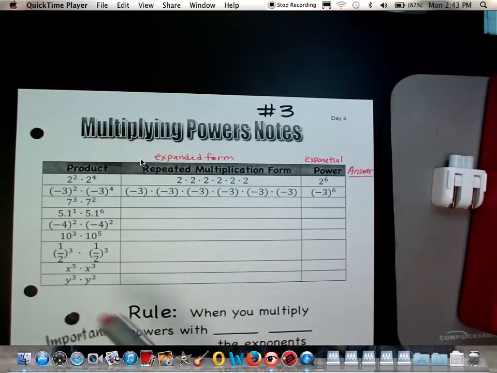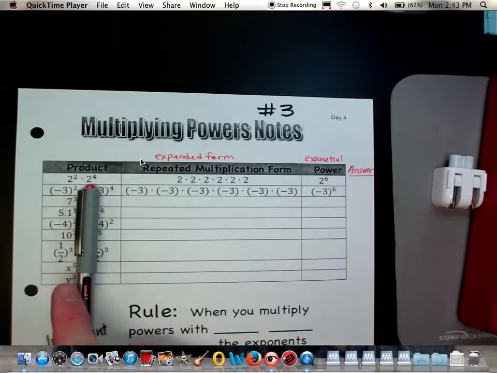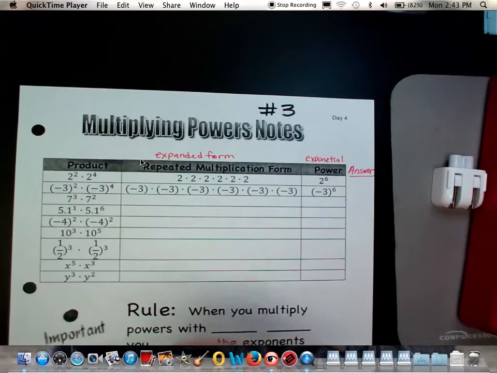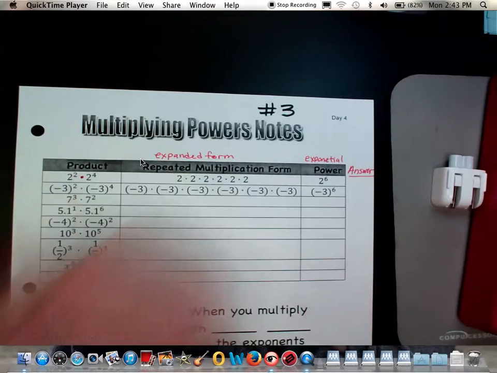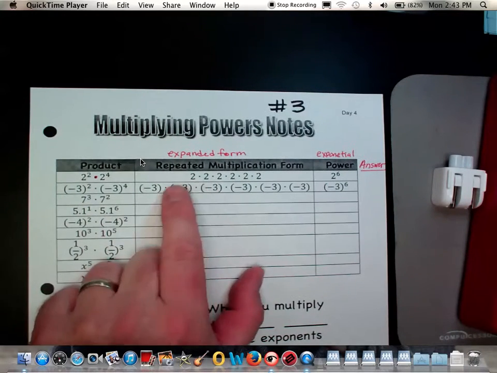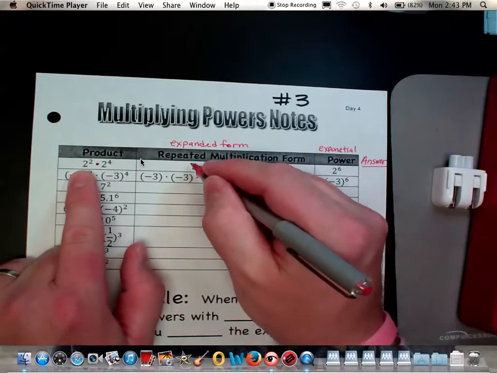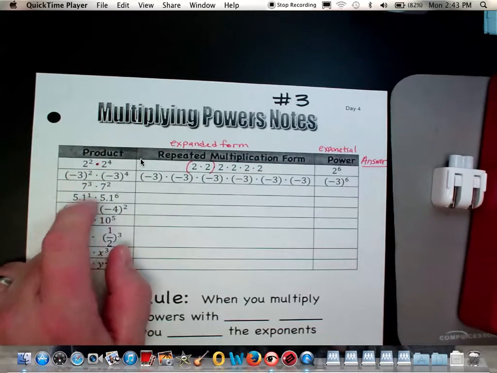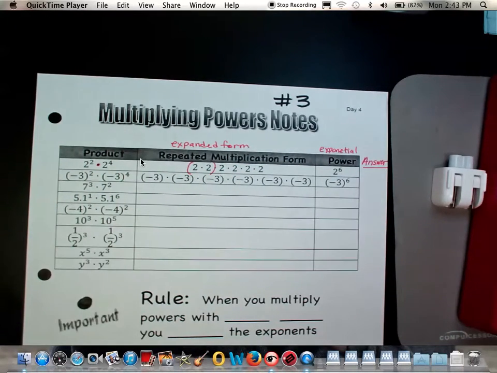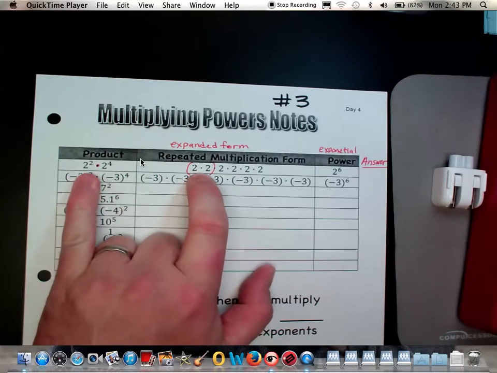So here's our product, or our problem that we're trying to solve: 2 to the 2nd power times 2 to the 4th power. That little dot right there means times. So that's 2 to the 2nd power times 2 to the 4th power. And you can see here that we are going to expand those out. When you expand 2 to the 2nd power, that's going to be 2 times 2. That's it right there. I put my red parentheses around that. That's 2 squared expanded out, just like we've got right there.